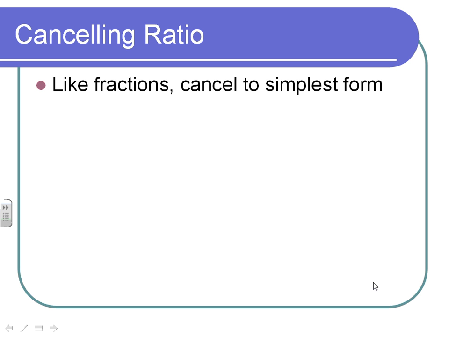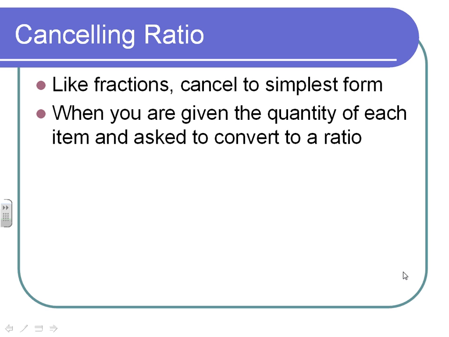Now we're going to talk a little bit about canceling ratios. When we cancel ratios, it means we're putting ratios in simplest form. Just like fractions, it's easiest to read a ratio when it's in the simplest form. You do this when you're given the quantity of each item and asked to convert it to a ratio.